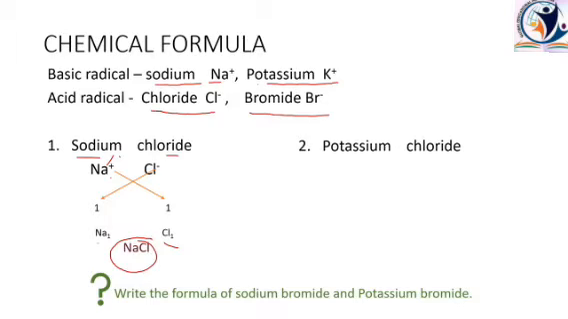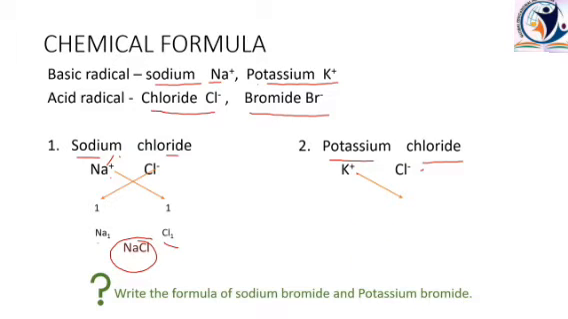Next formula is potassium chloride. Now here we have two radicals, one is potassium, second one is chloride. So the formula for potassium is K plus and the formula of chloride is Cl minus. Now both are having plus and minus charge at the top. Therefore once again we will interchange.